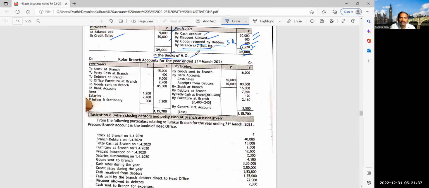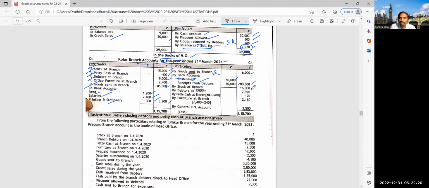In the books of head office, that is Nirmala Stores, Kolar branch account, 31st March 2021. Opening assets: to stock, to petty cash, to debtors 15,400, 9,000. To office furniture 2,400. Goods sent to branch 85,000. Goods sent to branch returns 6,000, credit side. Then to bank account, branch account to bank account: rent 1,200, salaries 2,400, printing and stationery 300, total 3,900. Now by bank account, remittances to head office, that is cash sales and receipts from debtors, 50,000 plus 30,000, 80,000.